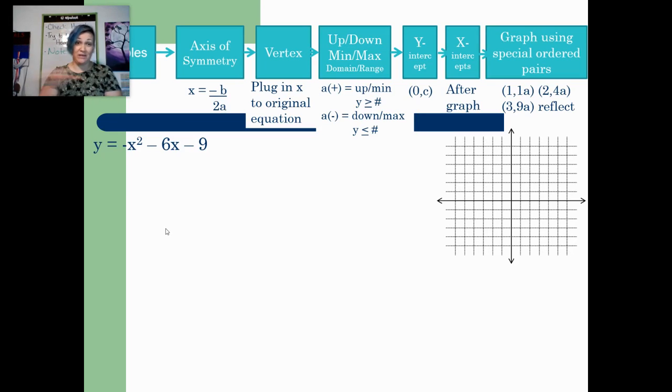So remember, there were two spaces. So here's our second example that you can write in the second space. This example says y equals negative x squared minus 6x minus 9.